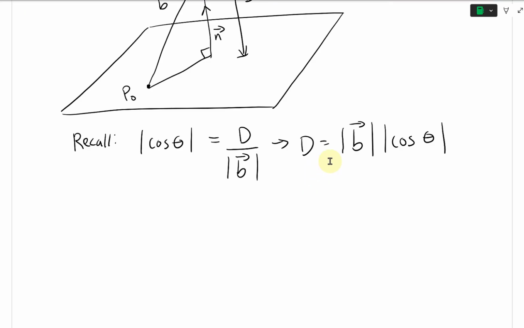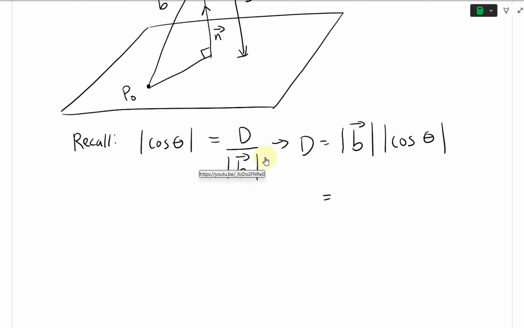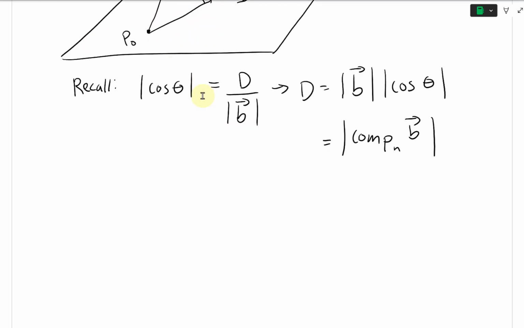Yeah, since we're dealing with absolute values, recall from my earlier video that this is just a scalar projection of b. So this is the scalar, and the way you write it is the component of b onto n, or the scalar projection. That's how you write it. But basically, it's just this part right there. And also recall that the angle right here between these two vectors, b and n, that's just a dot product. So we can also apply the dot product.